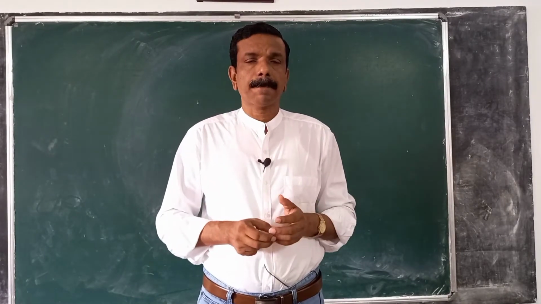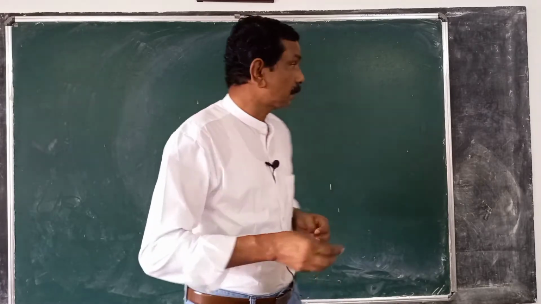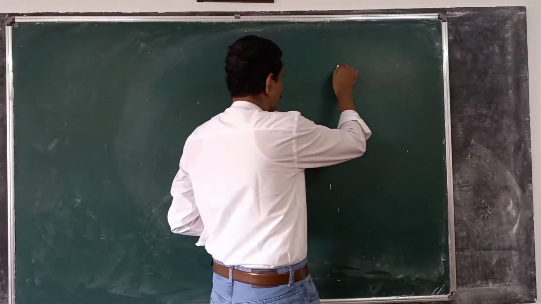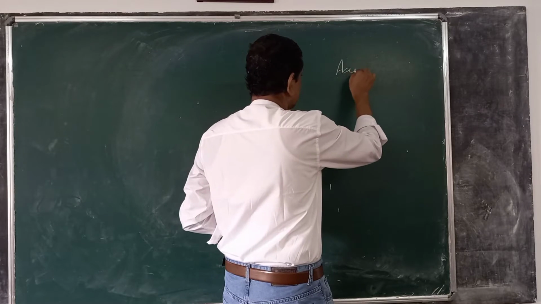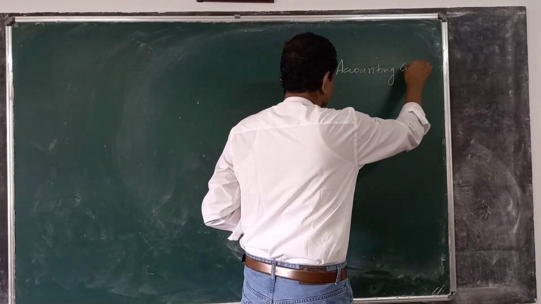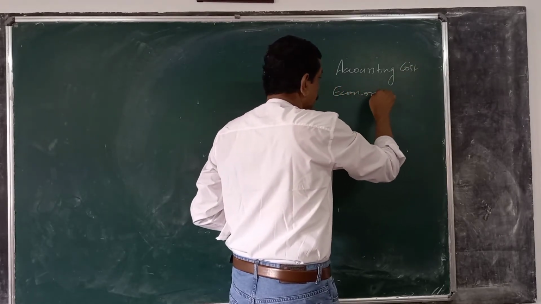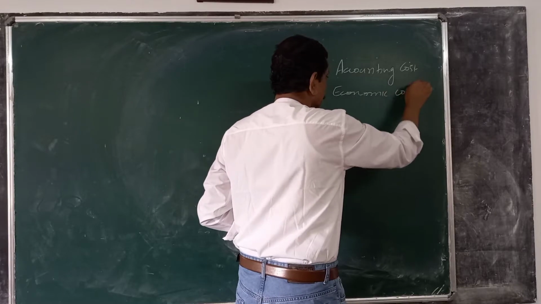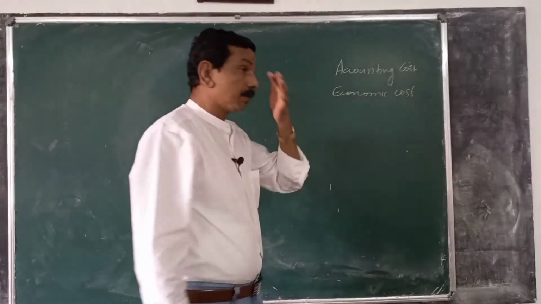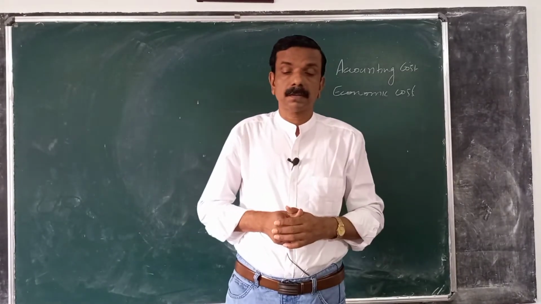Specifically, we distinguish between two types of cost: accounting cost and economic cost. We distinguish between accounting cost and economic cost.